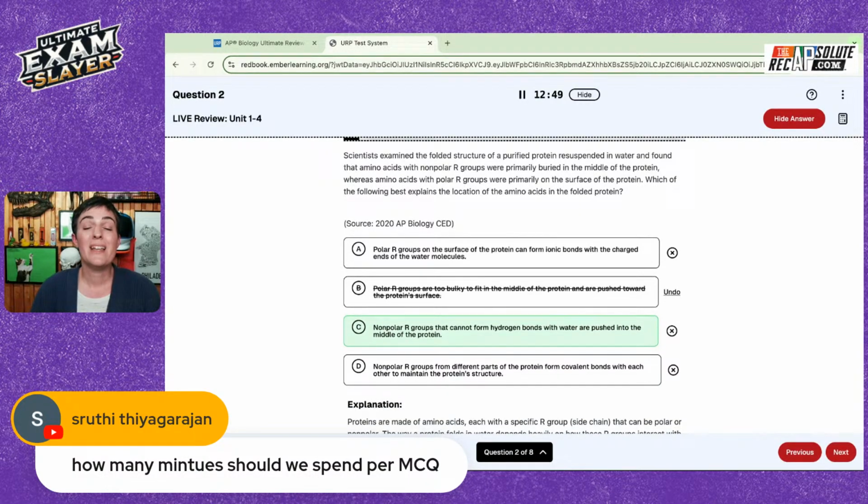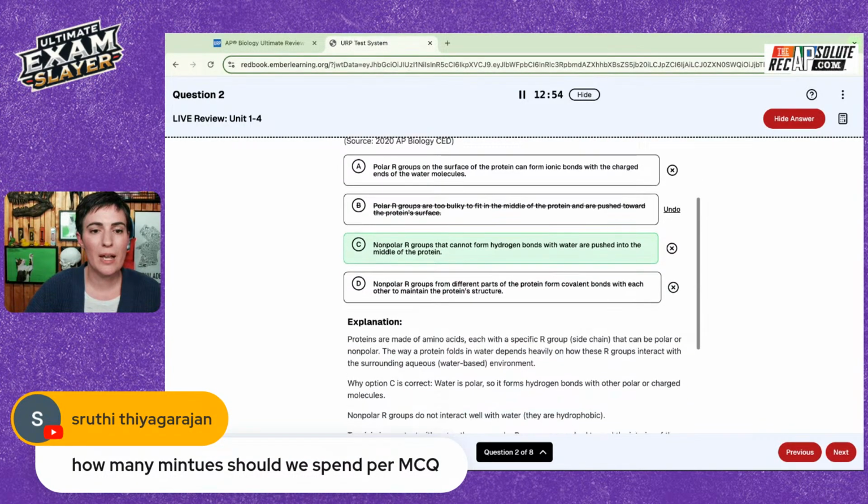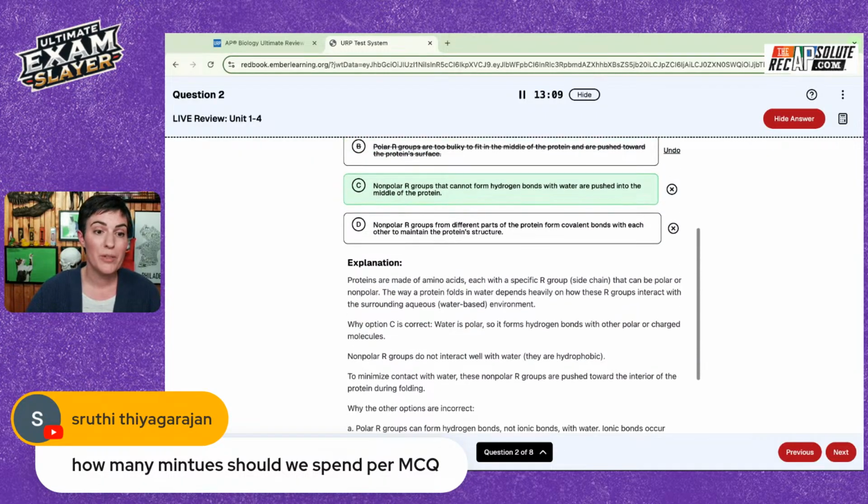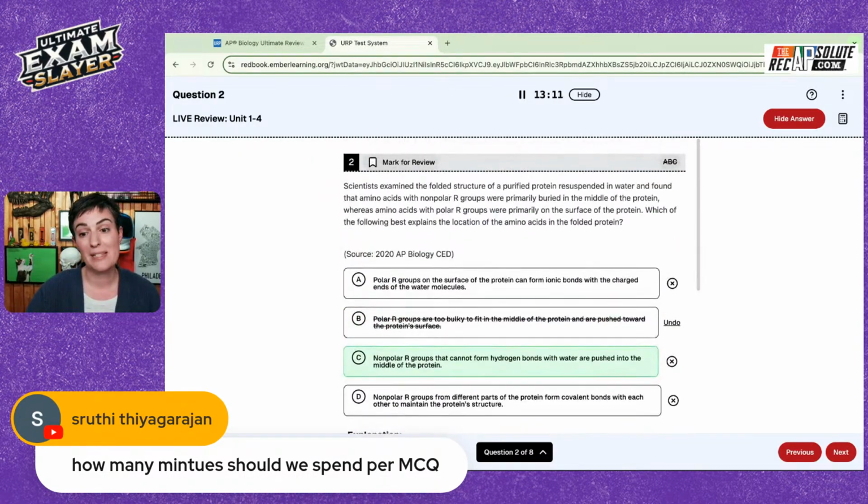Non-polar R groups cannot form hydrogen bonds with water, and so they're going to essentially be pushed away by the water. If I go down to my explanation, I can see a little bit more information as to why those other options are incorrect, and it does have to do primarily with hydrogen bonding. This did seem to be describing an integral protein within the software, but without an actual accompanying diagram to see that, we may not know.